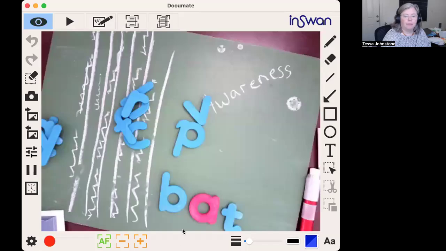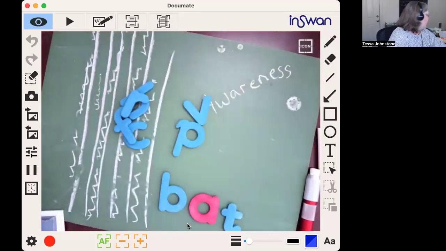All right, let me share with you my desk. Jiminy, it's a mess.